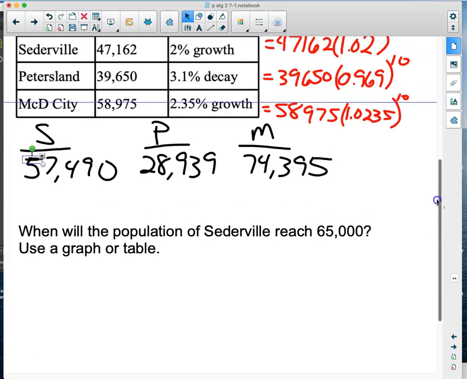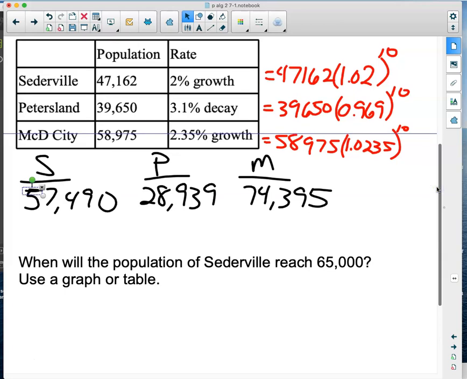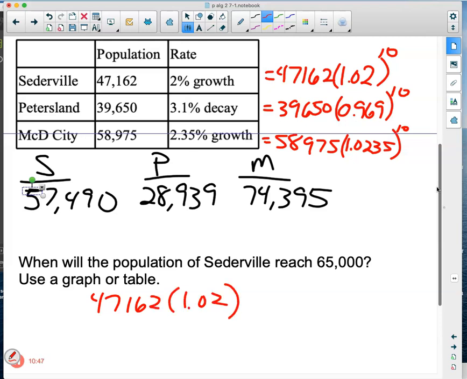Our model for Cedarville was right here. Except the 10. We don't want the 10. We want to know how many years this is going to take. So I'm going to put an X there because that's what it comes up as on our calculator. And I want to know, when is this going to be equal to 65,000?